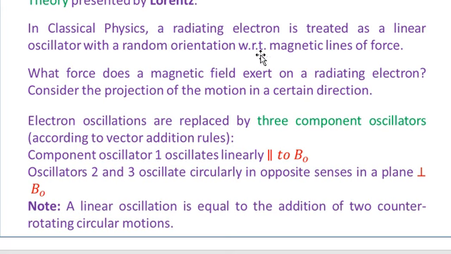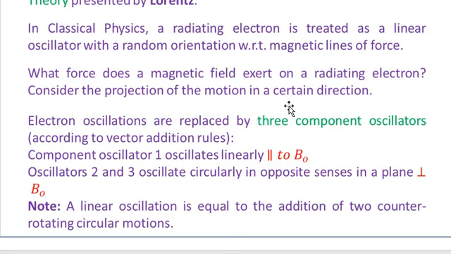In classical physics, a radiating electron is treated as a linear oscillator with a random orientation with respect to the magnetic lines of force. So if you have an electron moving in an applied magnetic field, that electron will radiate and act as a linear oscillator with its direction randomly oriented in the magnetic lines of force. What force does a magnetic field exert on a radiating electron? This is the Lorentz force, which I shall be explaining in the next pages.